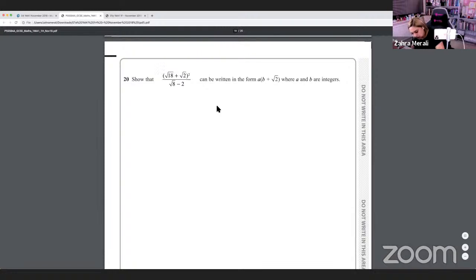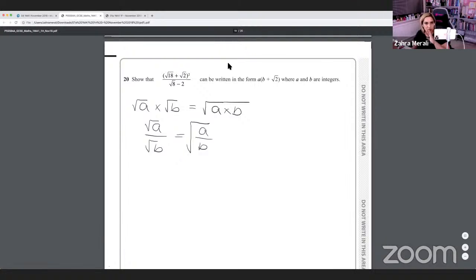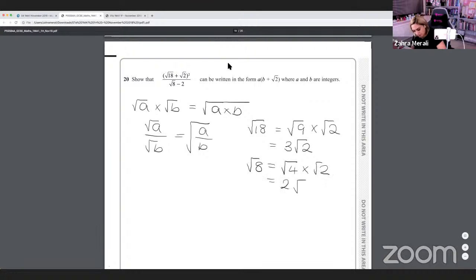Now surds are easy. You only need 2 rules. One rule is that, and the other one is root a over root b equals the square root of a over b. Those are the only 2 rules you ever need. So let's have a look. Root 18 is going to be the same as root 9 times root 2, so it's 3 root 2. Root 8 is the same as root 4 times root 2, so 2 root 2. So do your simplifying first and then put the numbers in.